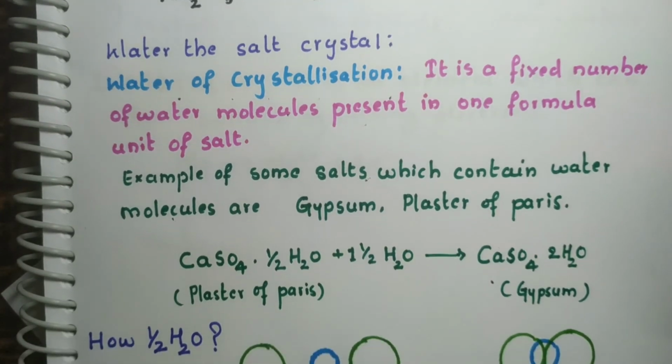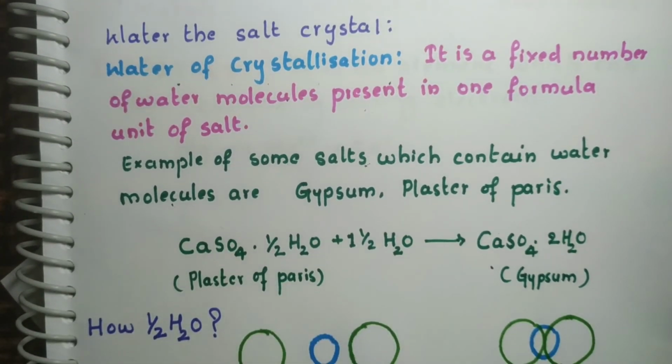Let us see the plaster of Paris. Plaster of Paris has the formula CaSO4.0.5H2O. Then gypsum is produced using the plaster of Paris. We add 1.5 molecules of water to form CaSO4.2H2O. So we have seen that half H2O. How does a molecule contain half H2O? Is it possible to have half H2O? No, it is not possible to have half a molecule.